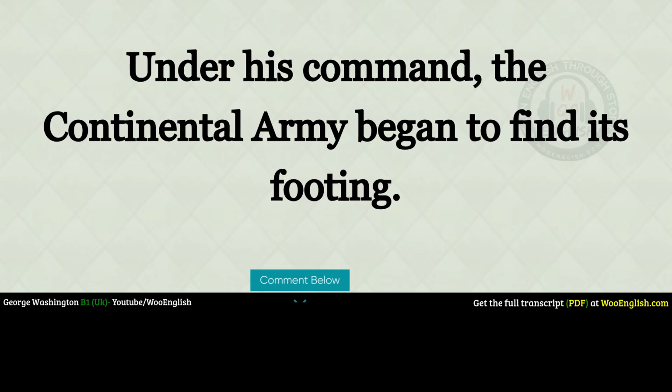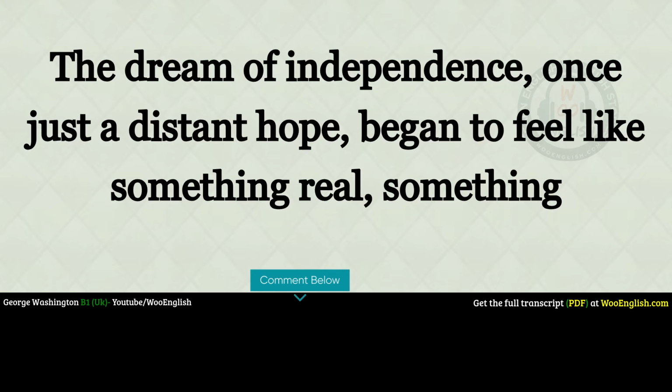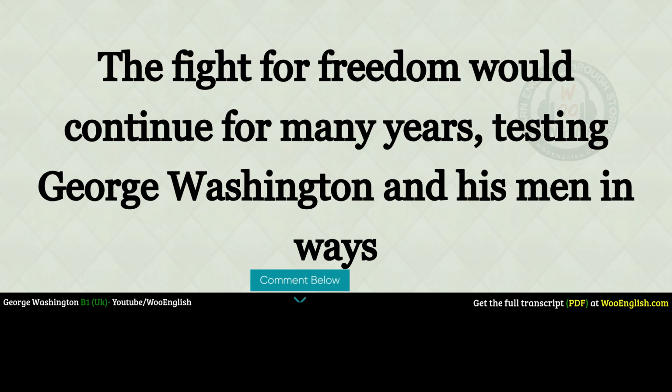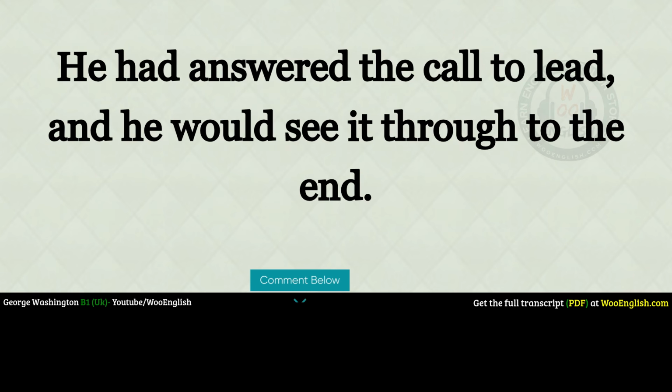Under his command, the Continental Army began to find its footing. They won battles, they learned from their mistakes, and they grew stronger. The dream of independence, once just a distant hope, began to feel like something real, something within reach. But the war was far from over. The fight for freedom would continue for many years, testing George Washington and his men in ways they could not yet imagine. But no matter how hard the road became, George stood firm. He had answered the call to lead, and he would see it through to the end.